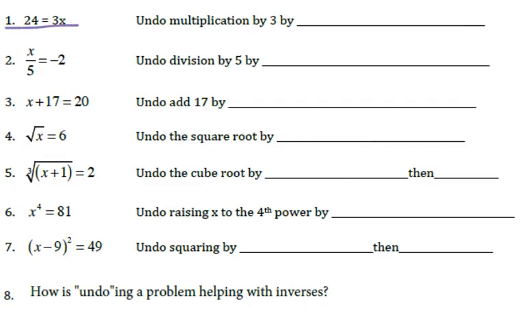So, question 1. 24 equals 3x. So it's 3 times x. How would we undo that multiplication of 3? We would divide by 3. Now 2, it's a fraction, that throws us off, but look, that means division. So x divided by 5. How do we undo that? Well, we multiply by 5. Number 3, x plus 17.